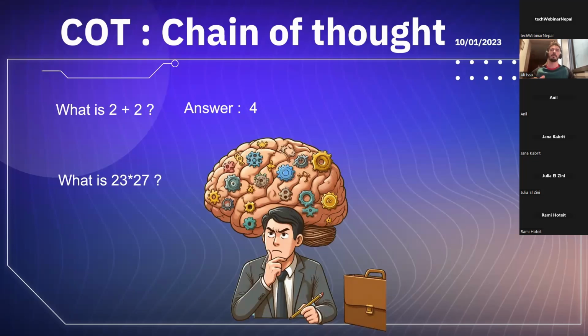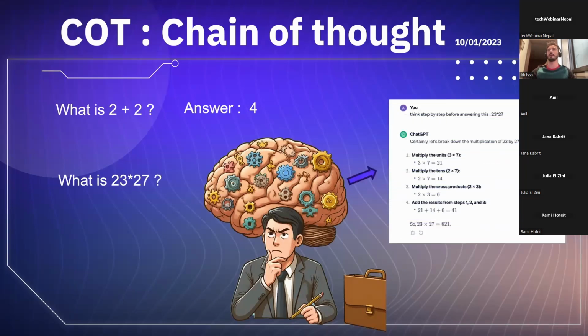So how can I teach the model to think in this way? It's really simple. What you can do is add to your prompt a small sentence, which is: think step by step before answering a question. And this question was 23 times 27. And you see that the model was mimicking human behavior. That is, it's dividing this complex equation into multiple sub-equations and then combining the results. And this is simply the idea behind chain of thought, which is decomposing a complex task into multiple subtasks.